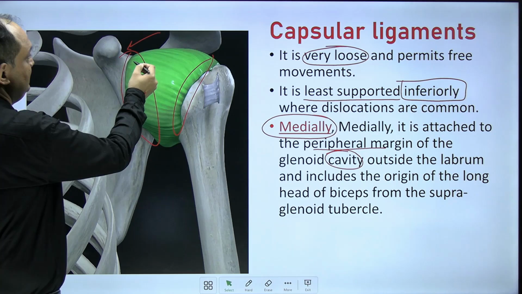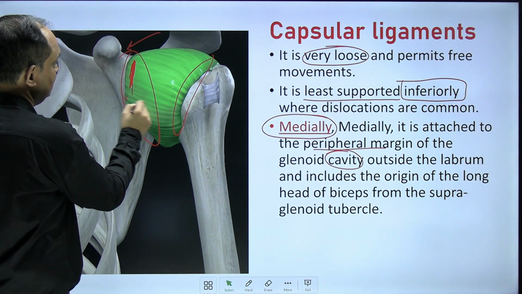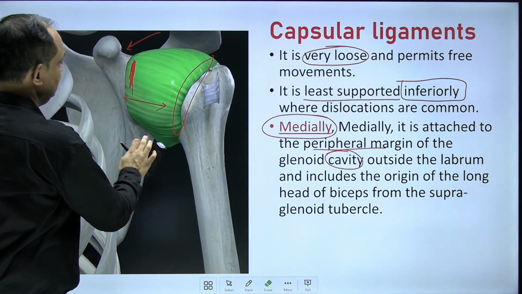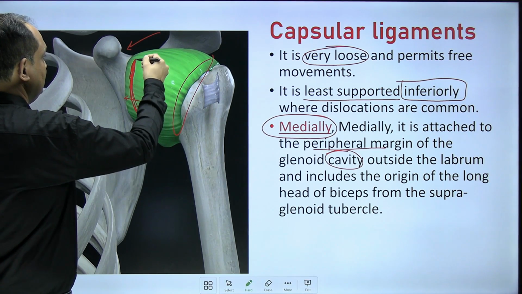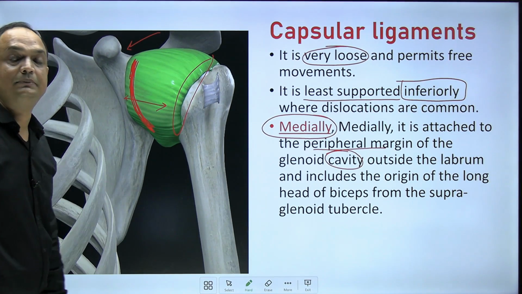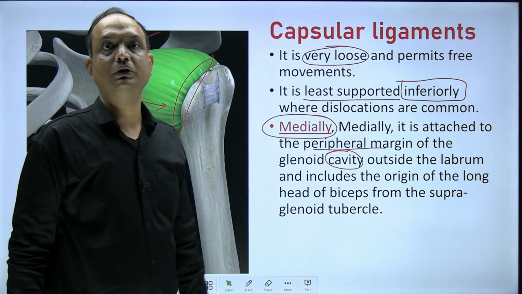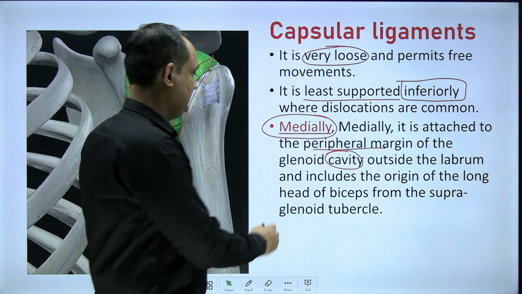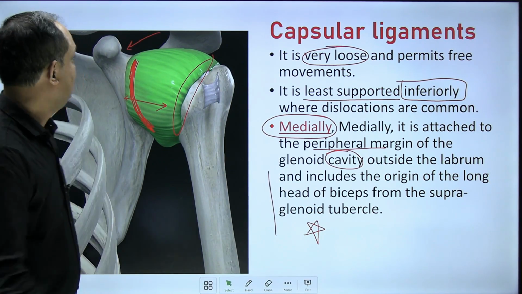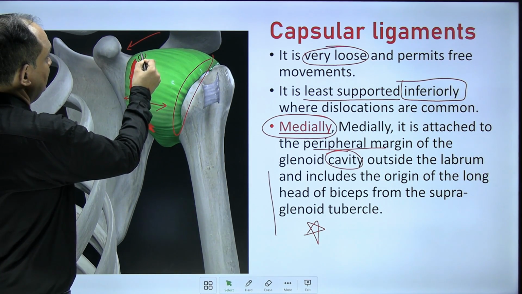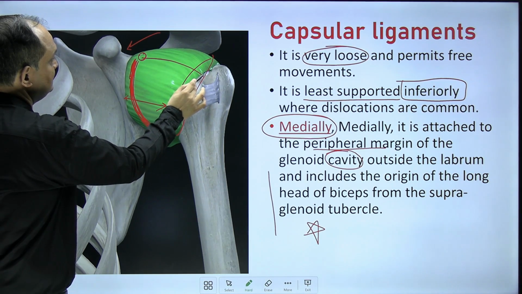That means the labrum is present inside the capsule. If you want to see this glenoid labrum, you have to cut the capsule first. Once you cut the capsule, you will find inside a thick labrum, and this thick labrum is made up of fibrocartilage. It also includes the origin of the long head of biceps brachii. This long head of biceps brachii arises from the supraglenoid tubercle, and here you can see the supraglenoid tubercle will come here. The long head of the biceps remains inside till this exit.